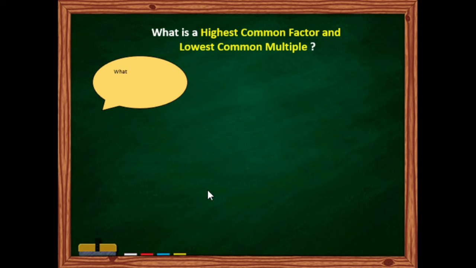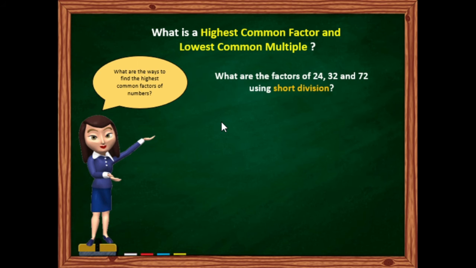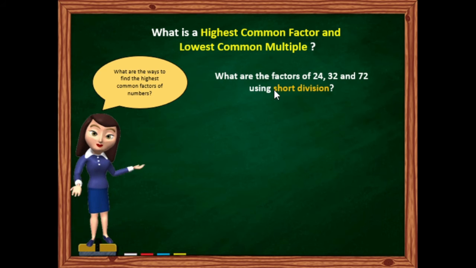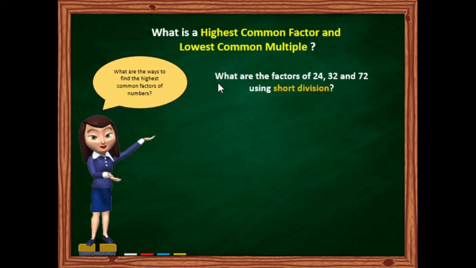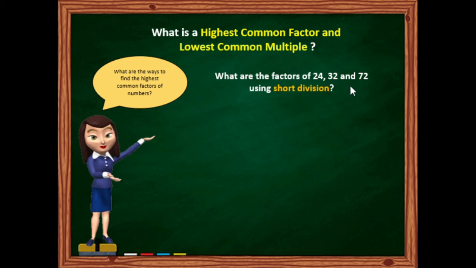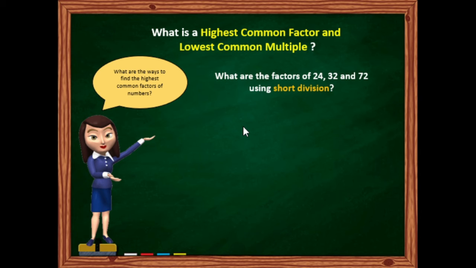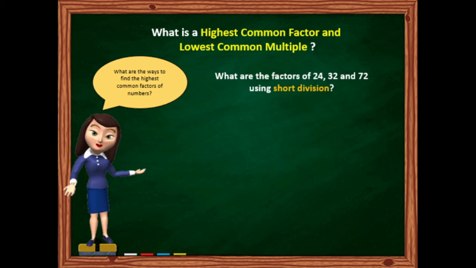Next, what are the ways to find the highest common factors? We have method 2. Let's use short division. Okay, now the question is, what are the factors of 24, 32, and 72 using short division? Again, this is short division. If you can remember how to use the short division, this would be easy for you.